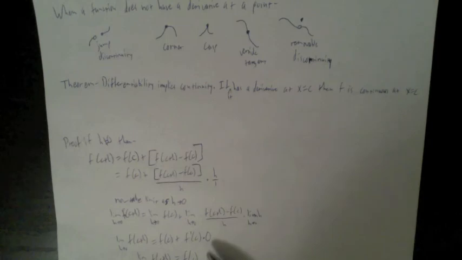Since our h goes to 0, that becomes 0. And this is just the definition of f prime of c. So f prime of c equals the limit of f of c plus h minus f of c all over h. So we are left with the limit as h approaches 0 of f of c plus h equals f of c plus f prime of c times 0. And anything times 0 is just 0. So we are left with the limit as h approaches 0 of f of c plus h equals f of c.